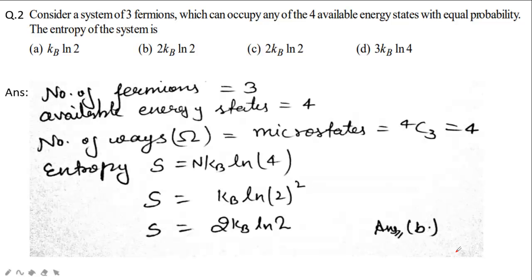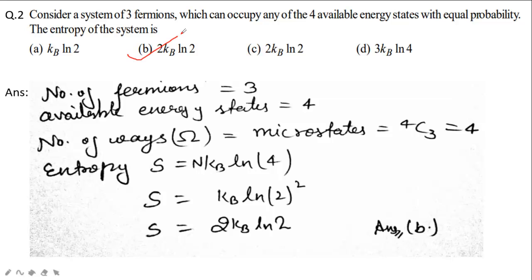There are number of fermions 3, available energy states 4. So the number of ways or the microstates will be 4c3. 4 energy states and 3 fermions. So 4c3. So entropy will be nk_B ln Ω. Ω is 4. We have derived here. So S will be equal to k_B ln 2 raised to the power 2. 2 will come down this side. So S will be equal to 2 k_B ln 2. So our answer will be B, this one.